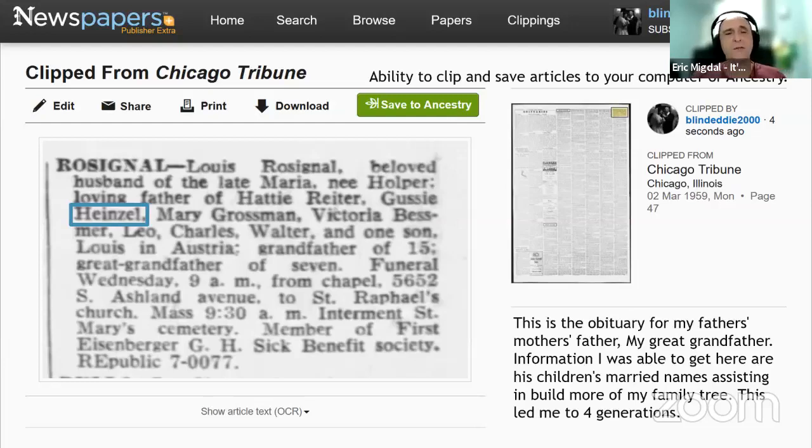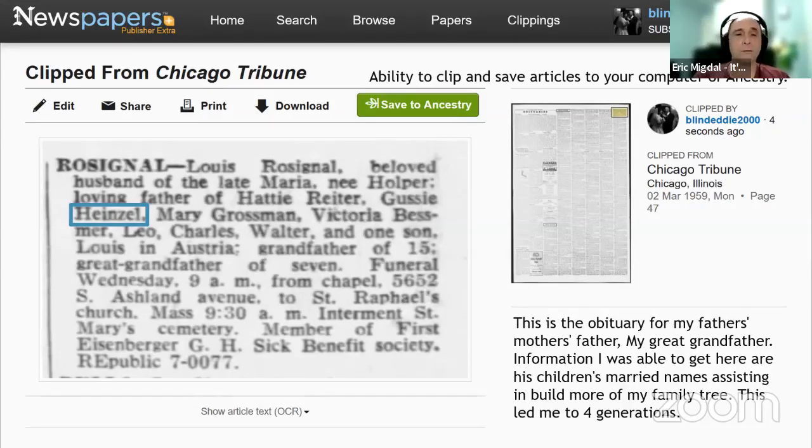He's also the loving father of Hattie Ryder, Gussie Heinzel, Mary Grossman, Victoria Bessemer, Leo, Charles, Walter, and one son, Louis, in Austria. How is this helpful? Well, right away, I look at the names of the daughters, and they're not Rosengills.